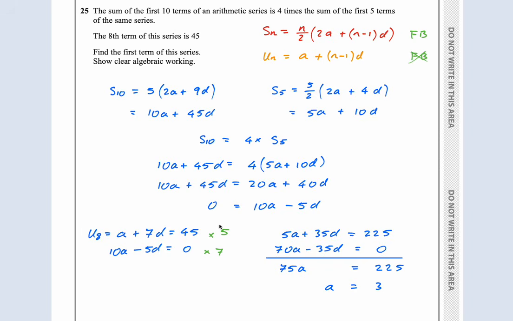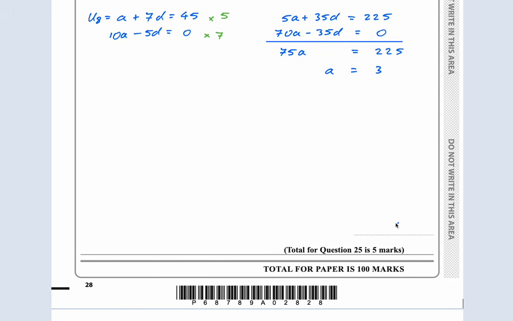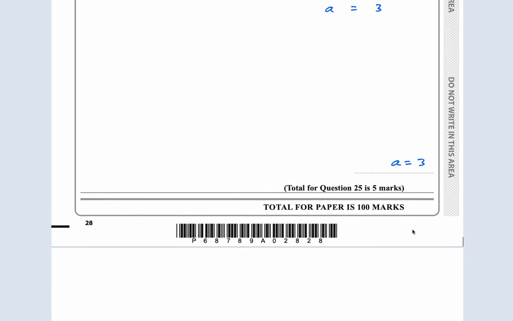I don't even need to get d because they never asked me to. So a is 3, and here we go. Okay, that's it, guys. That is the paper.